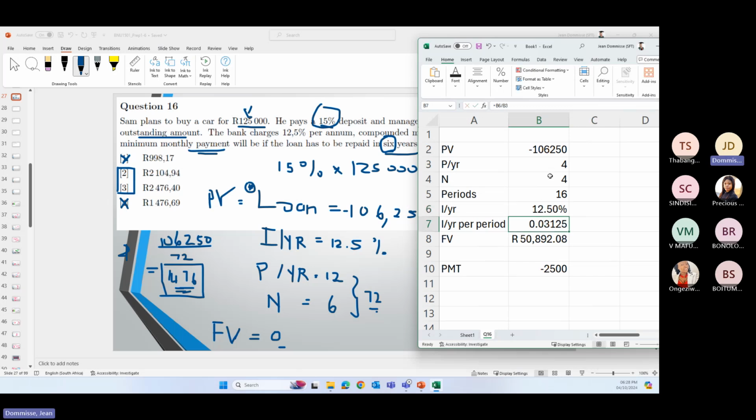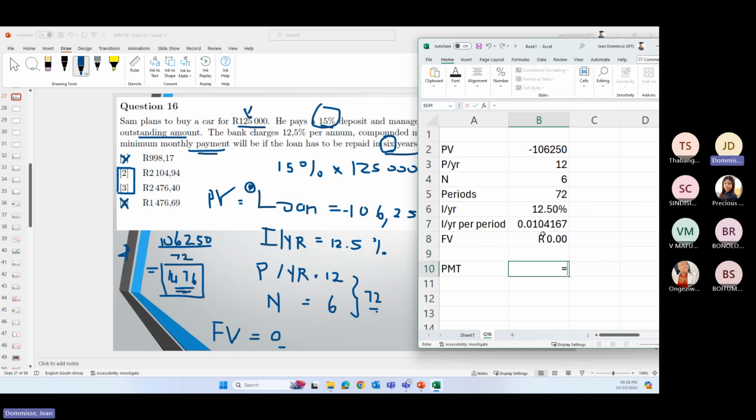We have made the times per year 12. Our N is 6, so we can see it changed to 72 periods. There's the 12.5. Future value we knew was 0.